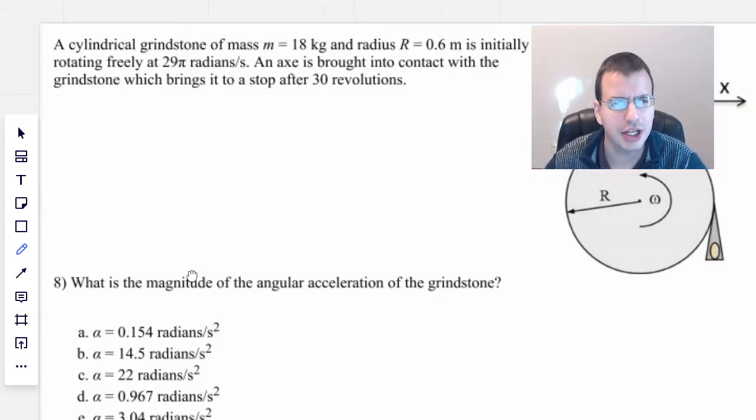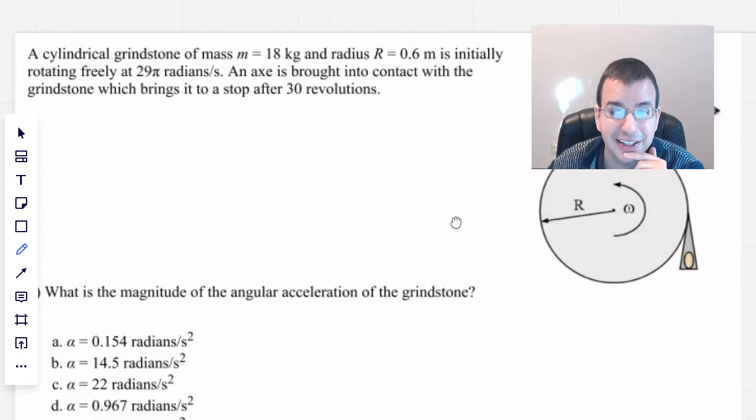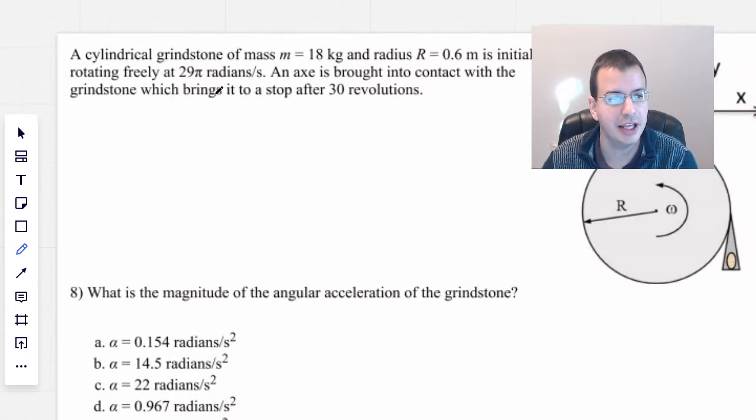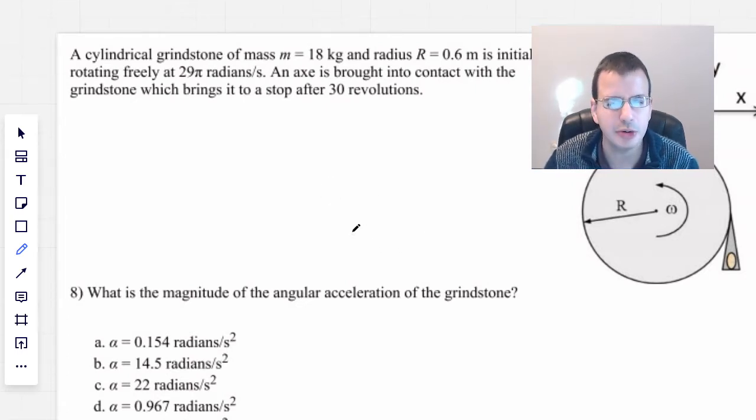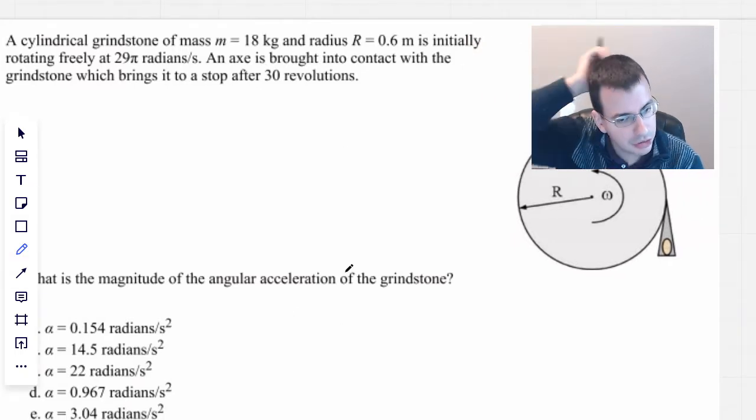A cylindrical grindstone of mass m equals 18 kilograms and a radius of 0.6 meters is initially rotating freely at 26 pi radians per second. That seems pretty quick. Is that pretty quick? It does seem quick. An axe is brought into contact with the grindstone, which brings it to a stop after 30 revolutions. Okay? What is the magnitude of the angular acceleration of the grindstone?